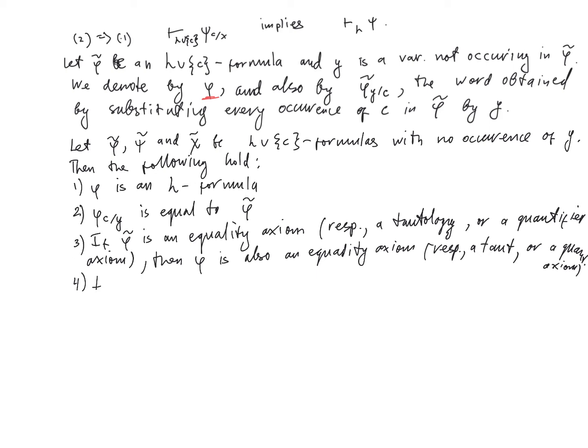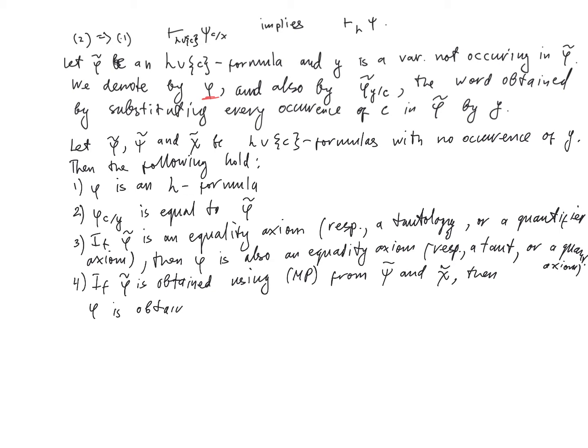And 4, if phi tilde is obtained using the modus ponens rule from two formulas in the language L together with the constant symbol c, the formulas psi tilde and chi tilde, then the formula phi associated to phi tilde is obtained using the modus ponens rule from the formulas psi and chi associated to the formulas psi tilde and chi tilde by substituting the constant c by the variable y.